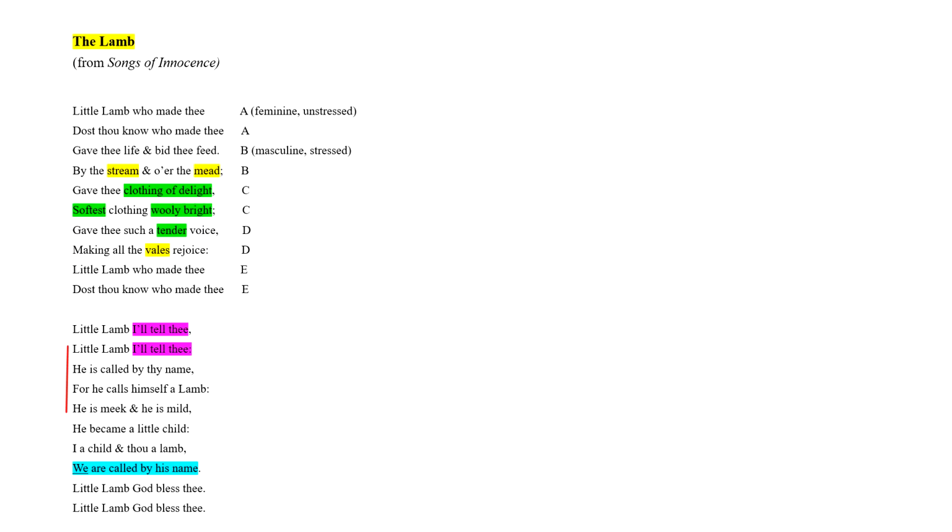The sound. There are many soothing vowel sounds and consonant sounds. For example, the repetition of "who made thee" in lines 1 and 2, and the repetition of "clothing" in lines 5 and 6 are soothing sounds.